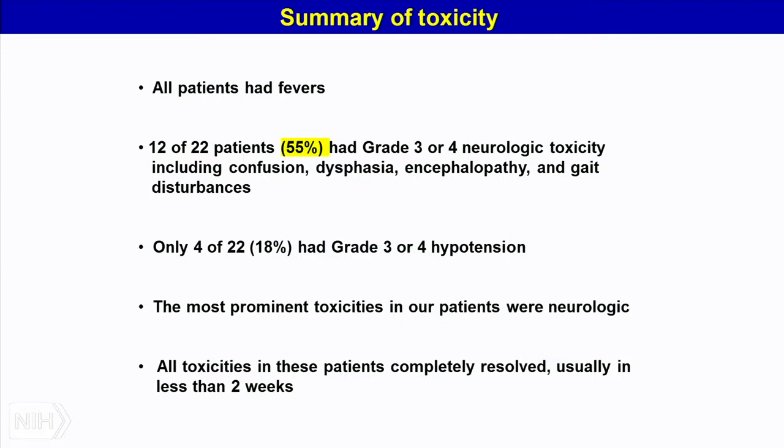Only 4 out of 22 patients had grade 3 or 4 hypotension, which is low blood pressure. The most prominent toxicities were neurologic. Notably, all toxicities completely resolved, usually within 2 weeks. Sometimes it took like a month for things to completely resolve, but usually within 2 weeks, these things went away. So one thing about CAR T-cell toxicity is it can be severe, but it's usually very short. Also, compared to other diseases, it seemed like neurologic toxicity was a more prominent problem for lymphoma patients compared to leukemia patients.